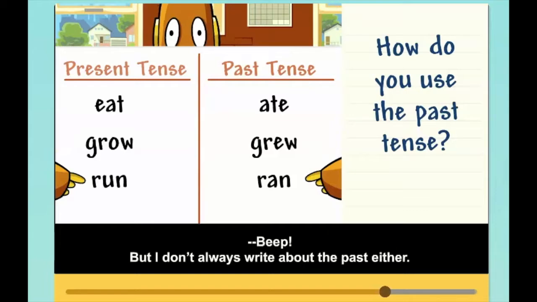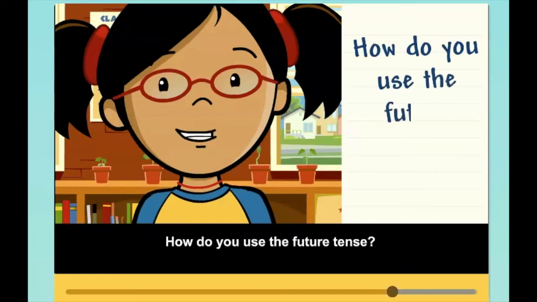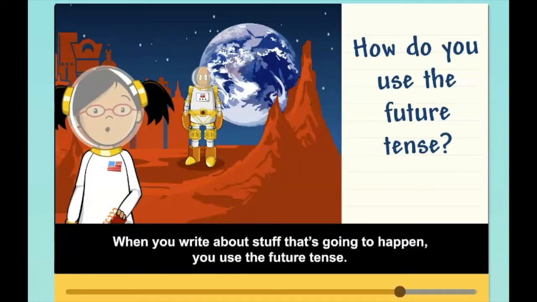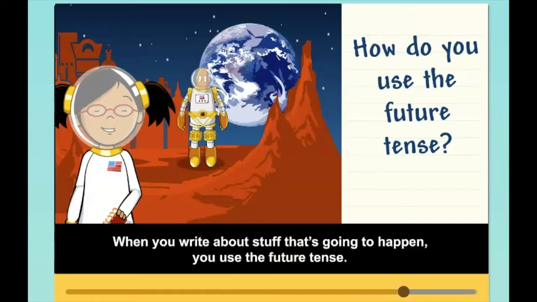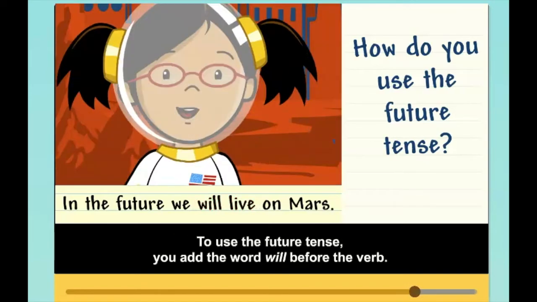But I don't always write about the past either. How do you use the future tense? When you write about stuff that's going to happen, you use the future tense. In the future, we will live on Mars. To use the future tense, you add the word will before the verb.